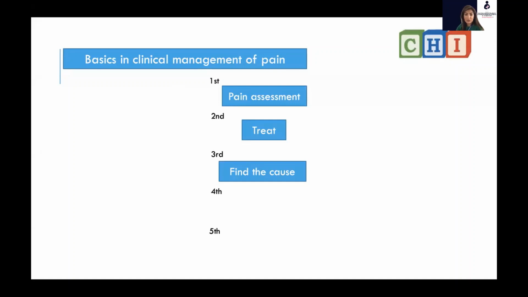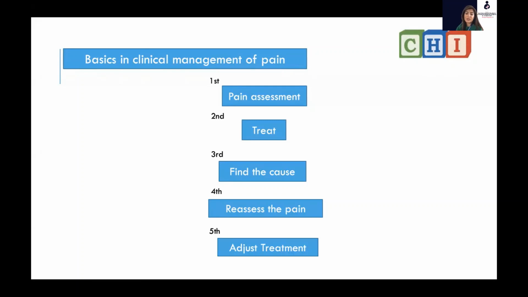After finding the cause of pain, go and reassess the pain again, because after removing the factors that are involved, you're going to be surprised that the score can change from 8 or 10 to 5 or 4. After reassessing the pain, adjust your treatment accordingly.